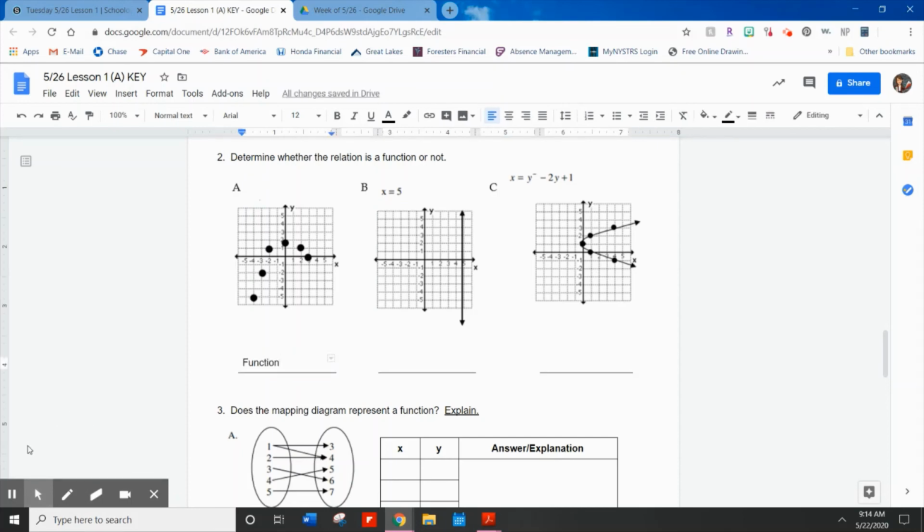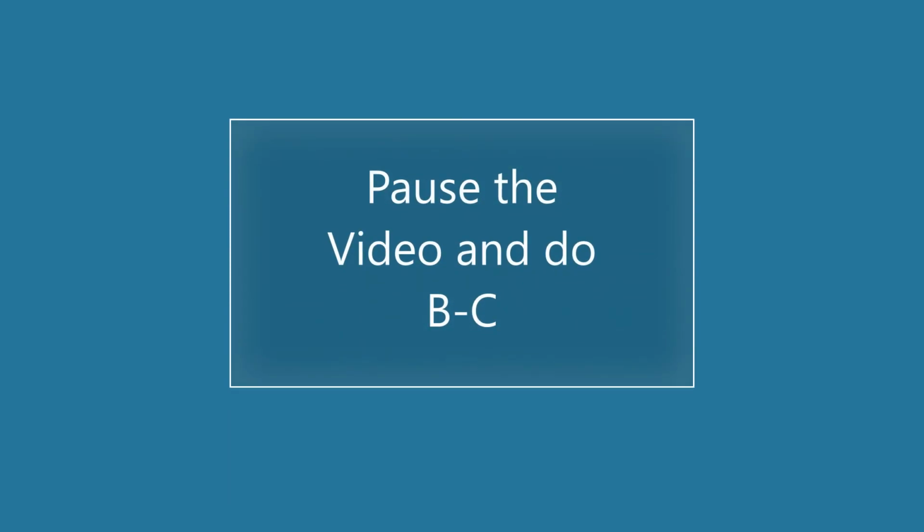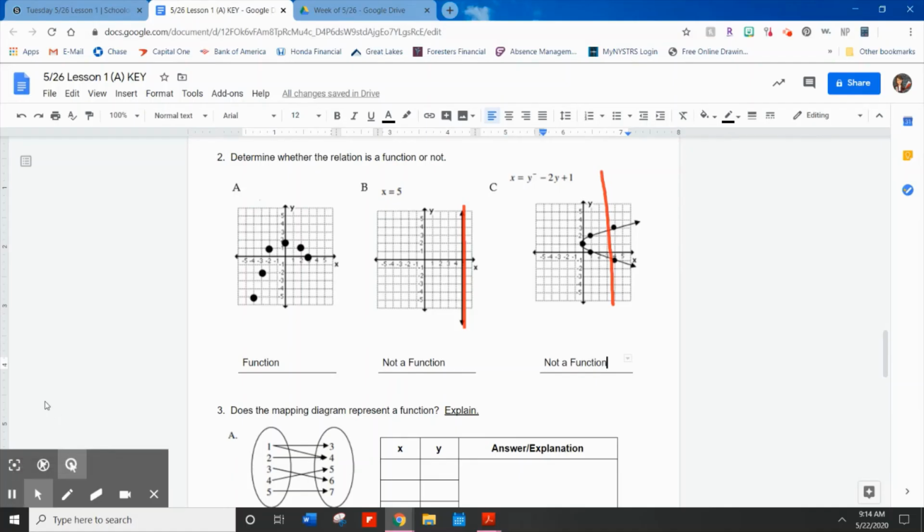Pause the video, do B and C on your own. Okay, check your work with my work. Neither B or C are a function.